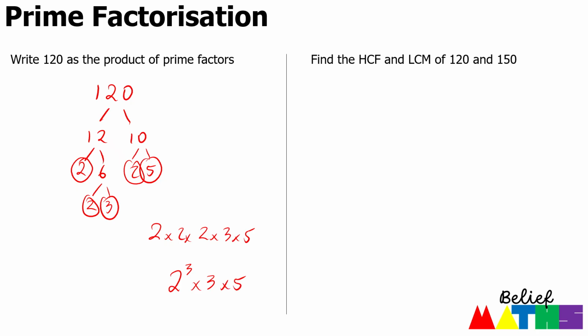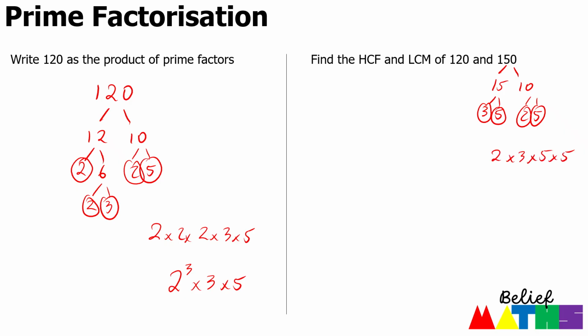Now often part B of the same question asks you to find the highest common factor or the lowest common multiple or both of the number you've just found and one new number. So in this case we have 150, so let's do 150 very quickly, which is 15 and 10. 15 is 3 and 5, both of which are prime, and 10 is 2 and 5, again both of which are prime. So again we get 2 times 3 times 5 times 5.